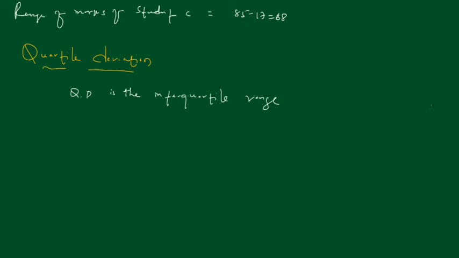So next one is, third one is what here? Third one is the mean deviation. The mean deviation is the set of values. Let's see what is mean deviation.